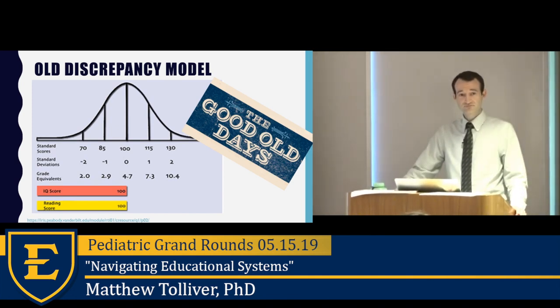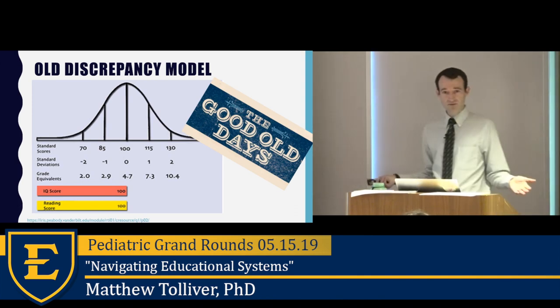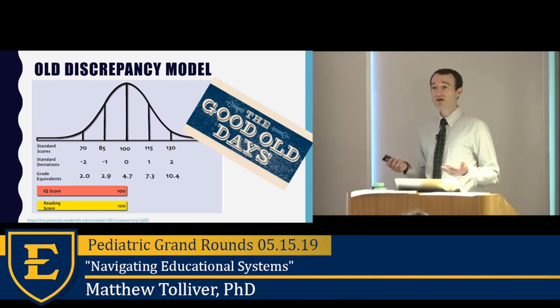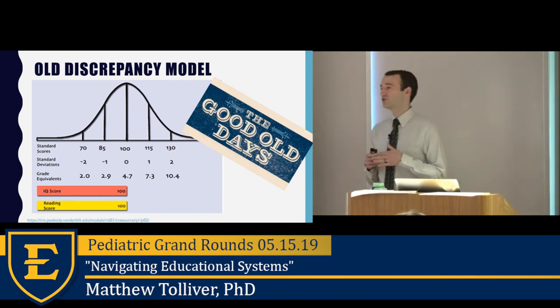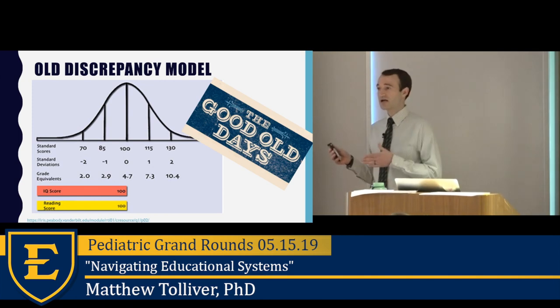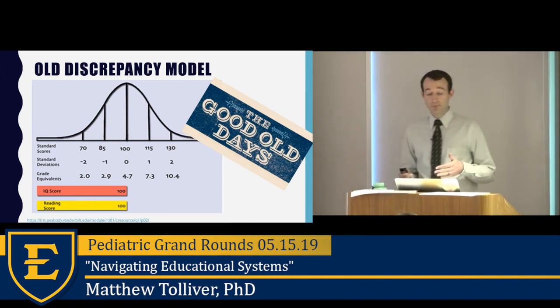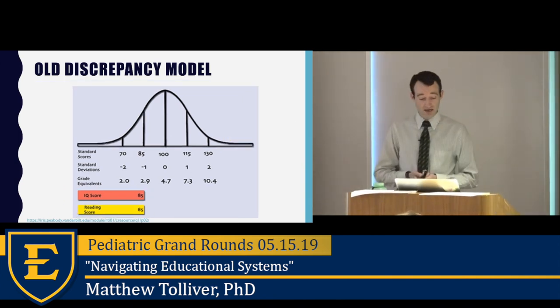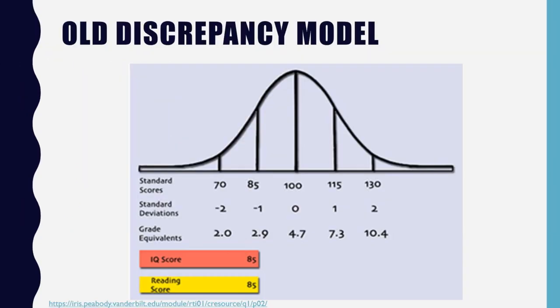I mean, they're not below any of the standard deviations of normal. That's right. So they're average to begin with, and there's not a huge discrepancy between their IQ and their achievement. So in that old model, you'd look for a two standard deviation discrepancy between their IQ and their achievement. For this one, this kid had an IQ of 85, and their reading score was also an 85. So that was one standard deviation below the mean.